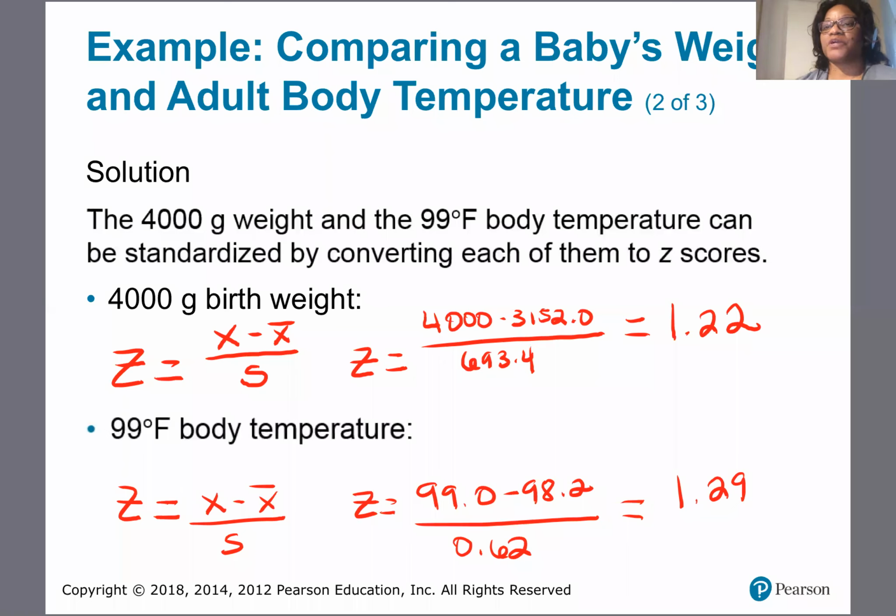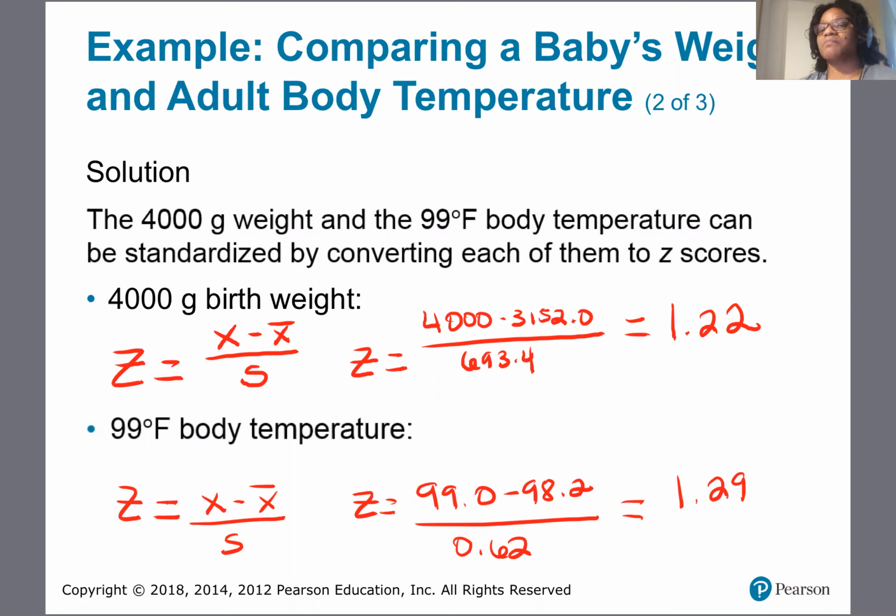All right, guys, welcome back to our example where we're comparing a baby's weight and adult body temperature. I've used the z-score formula that was provided in previous slides. We know that z is equal to x minus x bar divided by s, where x bar is the mean and s is the standard deviation. So basically I've simply plugged in the values for the 4,000 gram birth weight, and we came out with a z-score of 1.22. For the body temperature, we're using the same formula, except we interchange those values for the temperature values that were provided. So we have a resulting z-score of 1.29.